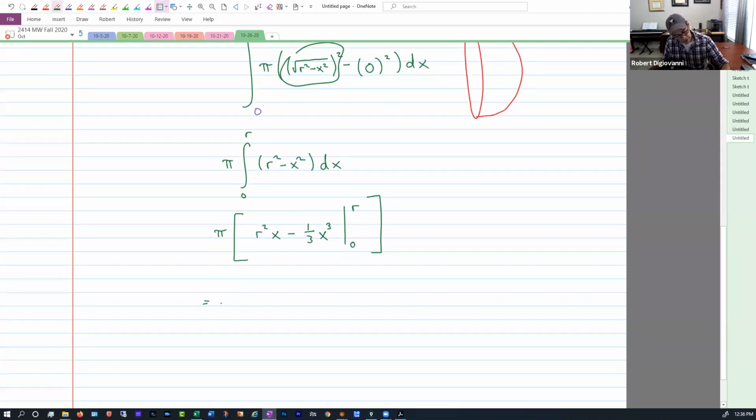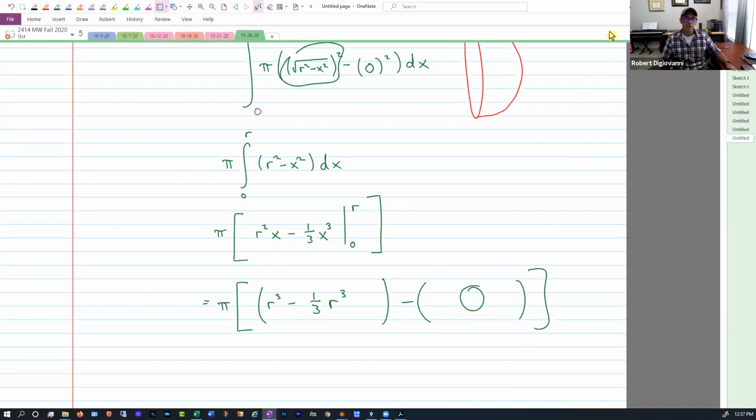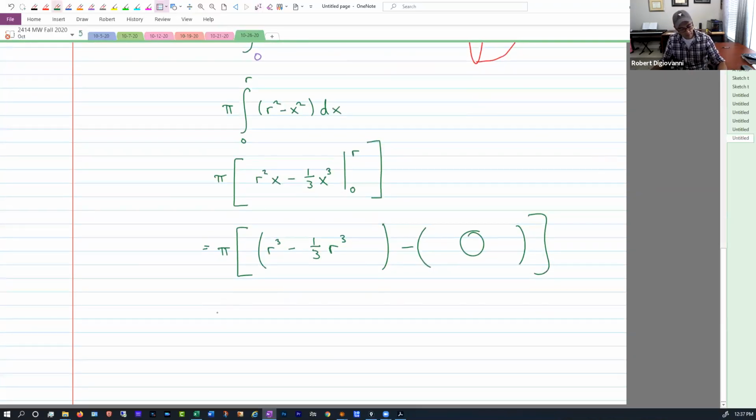What happens? Let's see, pi. I'm going to have two different things here. If r goes in, I get r cubed minus 1/3 r cubed. So I'm just plugging in r here and here. And then I plug in 0, and when I plug in 0, everything goes away. So all I'm left with is pi times r cubed minus 1/3 r cubed, which is 2/3 r cubed. And you could rewrite that as 2/3 pi r cubed. And that's our answer.